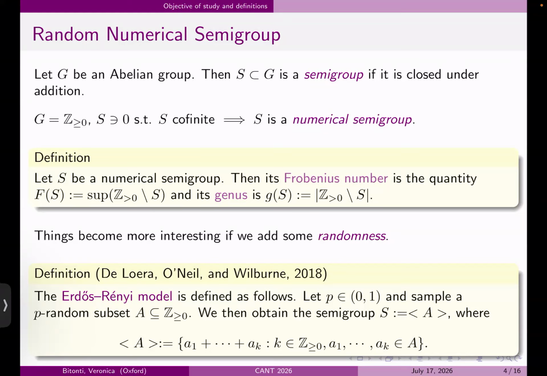And a thing that I would like to emphasize here is that by doing this operation of closing under addition, summands are allowed to be the same. So these a_1 up to a_k can all be the same value. And the reason why I'm saying this is because in a couple of slides it will make sense when we get to our main result.